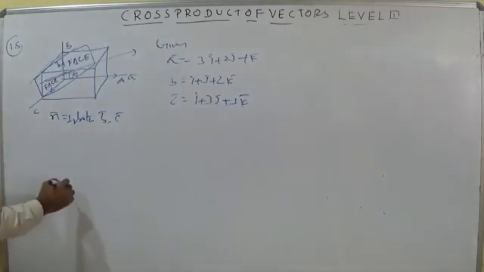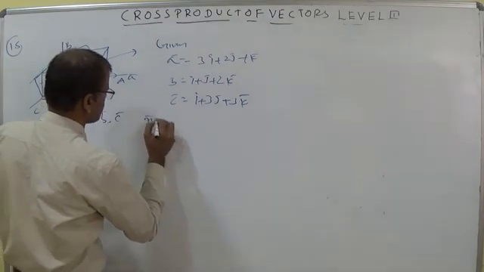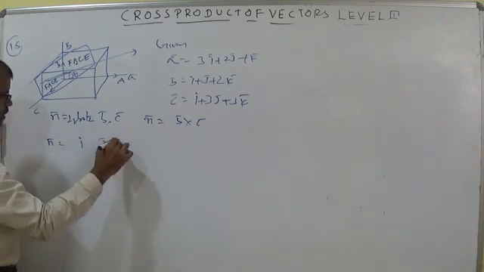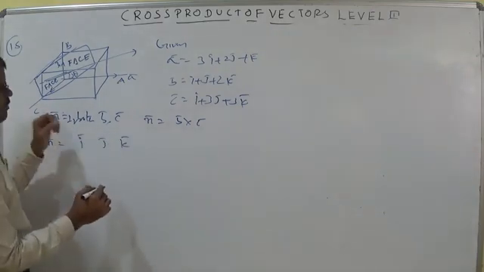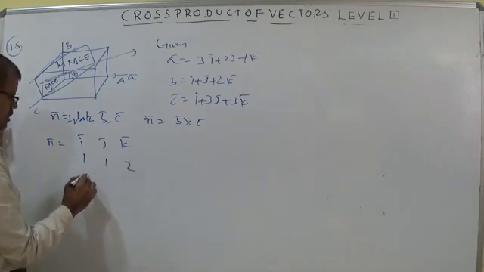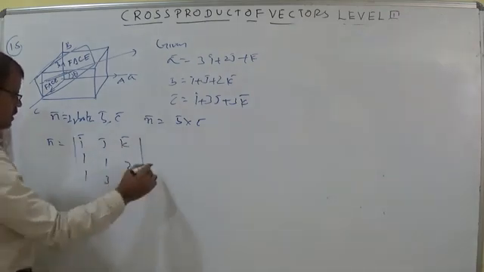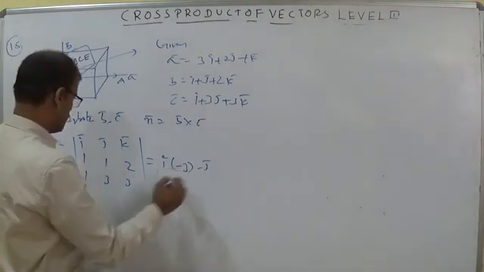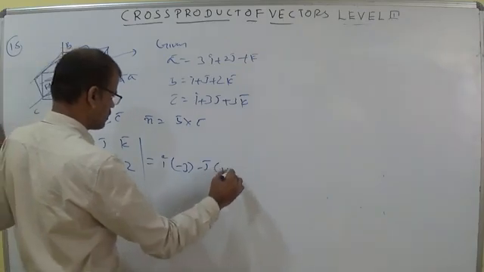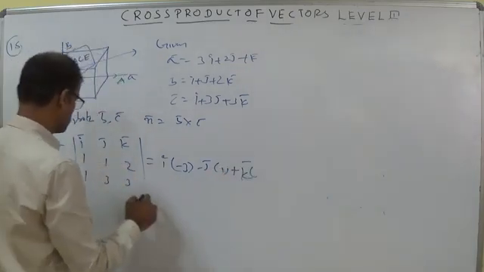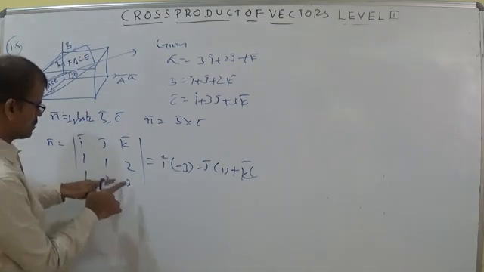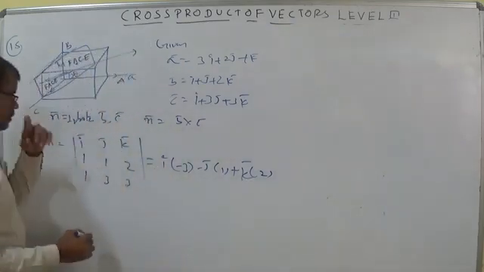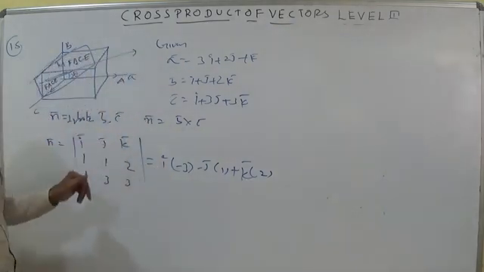So now calculate n bar is equal to b cross c. n bar is equal to b cross c. Put here i, j, k, and the values of b are 1, 1, 2 and c is 1, 3, 3. Calculate the value now: i into (3 minus 6) is minus 3, minus j into (3 minus 2), plus k into (3 minus 1), which is 2. Now let it be n bar.